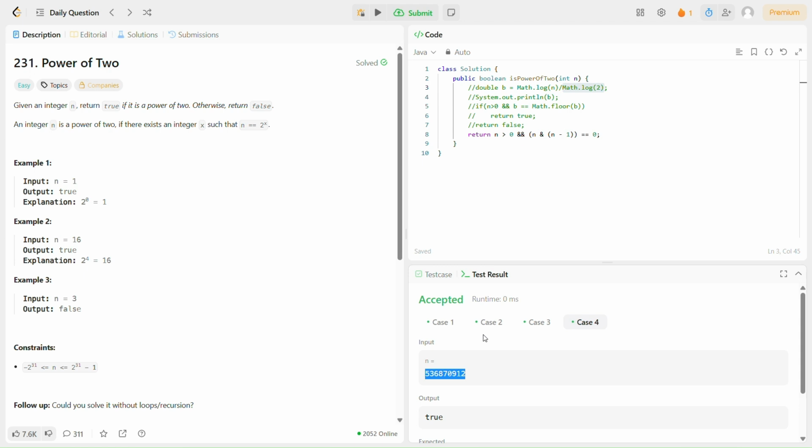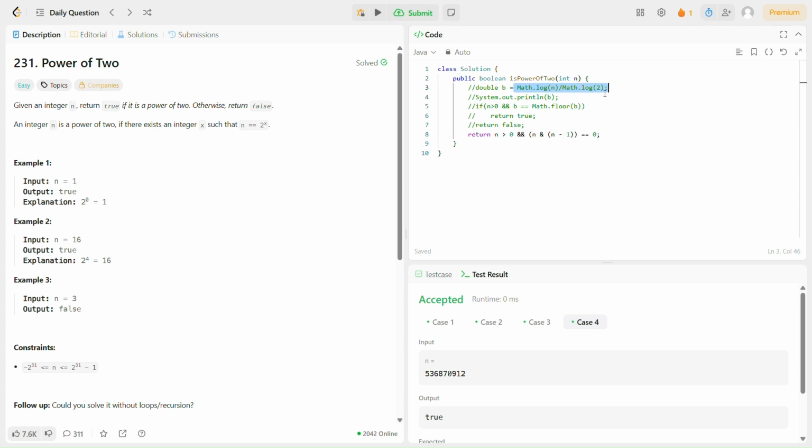My brute force approach was to use log, since log base 2 of n would be an integer if it's a power of 2. But since we don't have a log base 2 function in Java, I had to use the identity of dividing log base e n with log base e 2. So that would give us log base 2 of n.